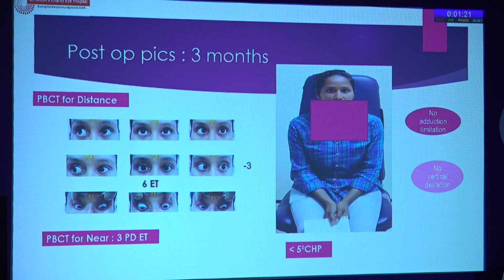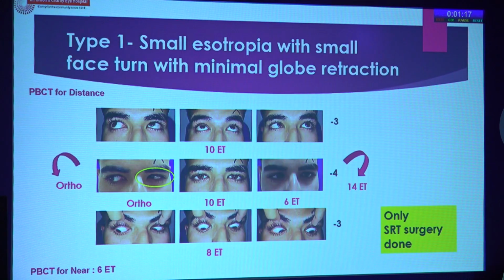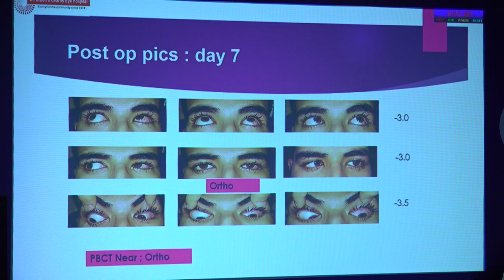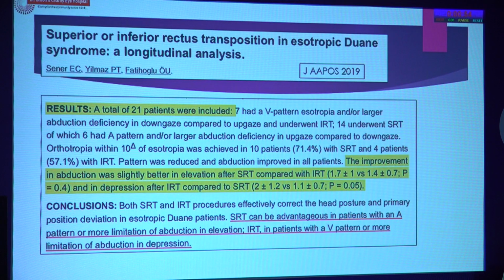Now you have another patient. This is again a small esotropia with a small face turn and minimal globe retraction. In this case, I did only an SRT because it was just 10 prism diopters of esotropia, and the patient wanted his abduction to improve slightly. So we did only a small SRT, superior rectus transposition, and it worked. So it is all about patient selection and the management strategy.